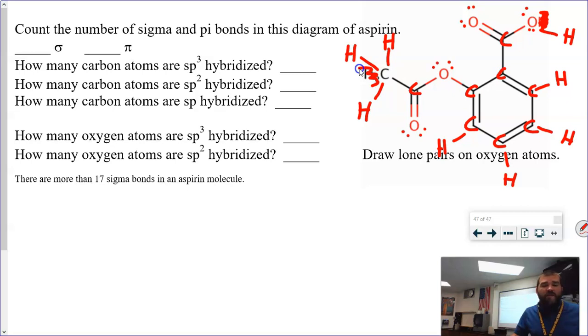How many of these are sp3 hybridized? How many of these are sp2 hybridized? Okay, that's a lot. I'd like you to try it. Please try it. See if you can answer this. How many sigma bonds are there? How many pi bonds are there? How many carbons are sp3? How many carbons are sp2? How many carbons are sp? And then how many oxygens are sp3? How many oxygens are sp? Go for it.